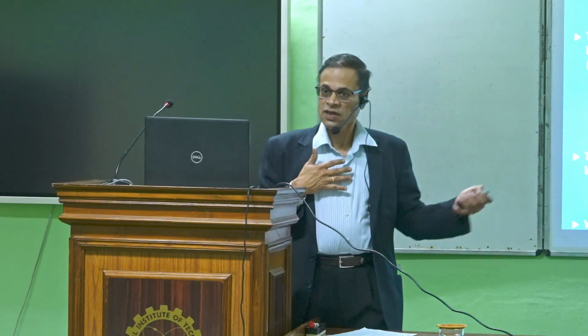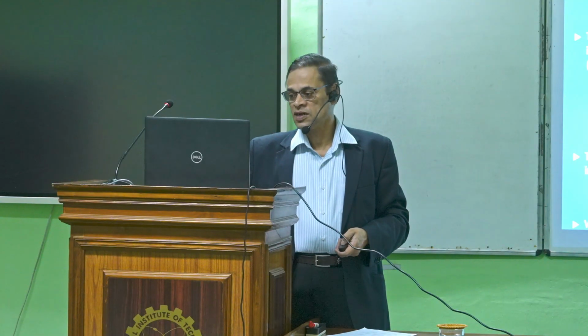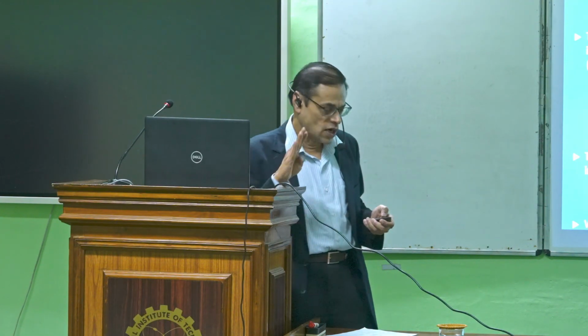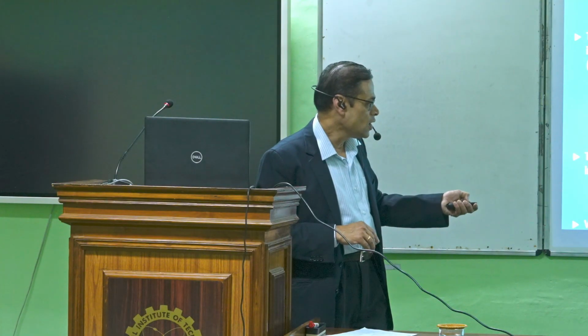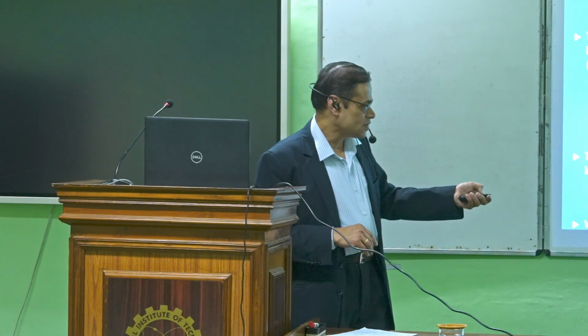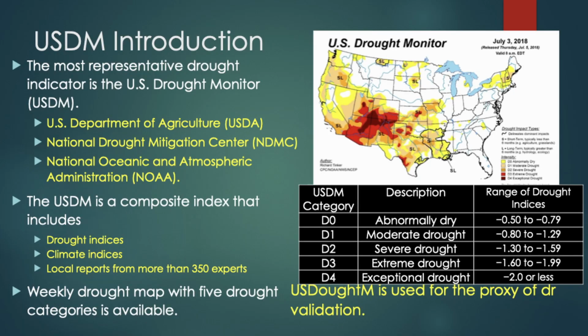And I have used it, I showed you before, and you might be able to get a similar product in India also. So they classify drought with 4 or 5 indices here, categories D0 to D4, abnormally dry with certain ranges. Of course, exceptional drought will be really deep, that is -2 and below. Okay, and again, US drought is used as the proxy for drought validation in many studies.